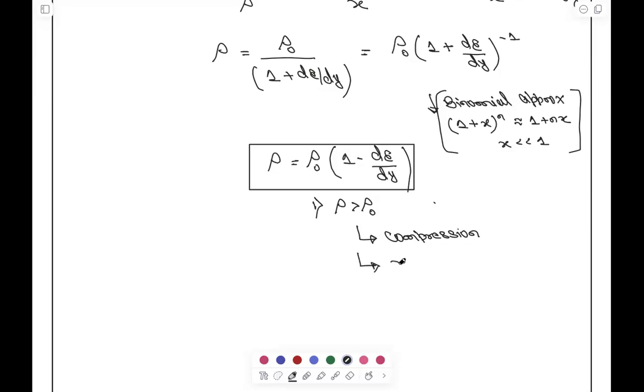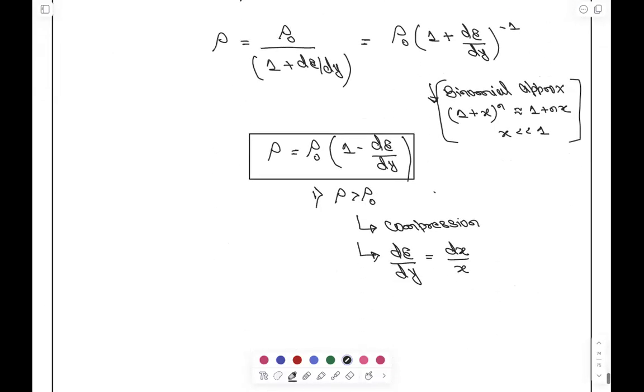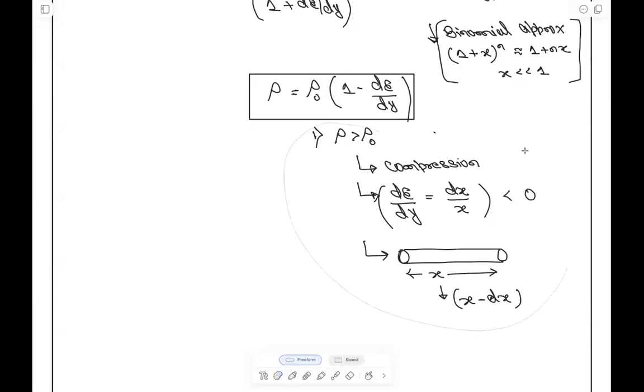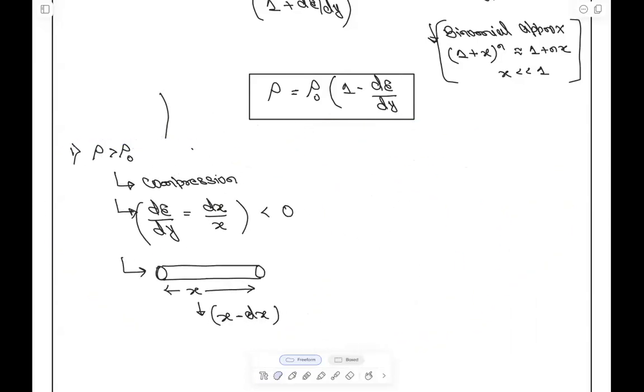Very good. Del ε by del y, or what we are calling dx by x, is negative. Is it visible? This will be less than 0. Are you getting it? This is simply saying that your length x is now not x, it is x minus dx. Your length has changed, it is compressed. So you will say compression in solid; in both, we call it compression. So this is what you can write here.